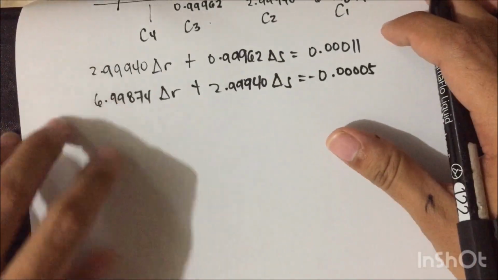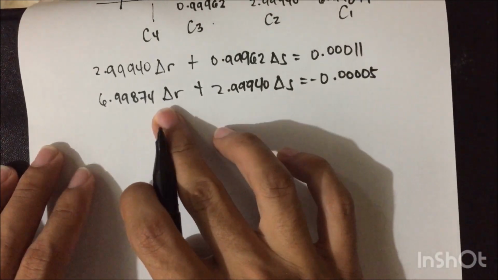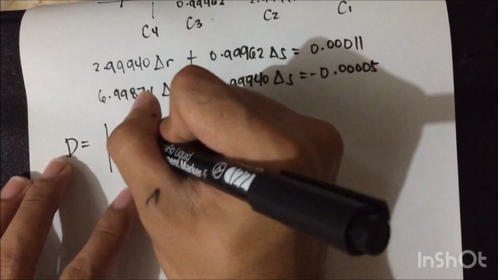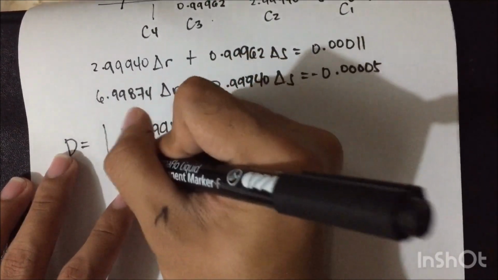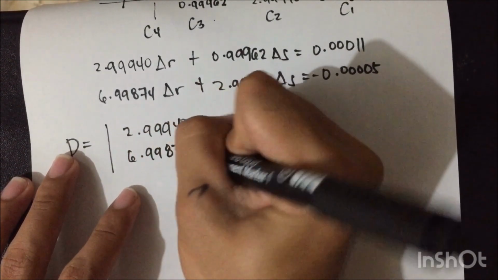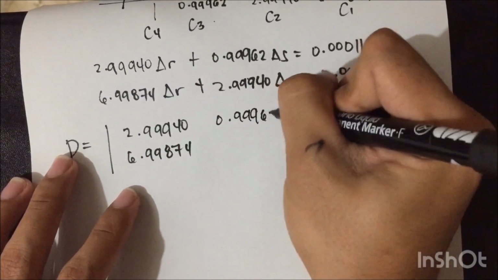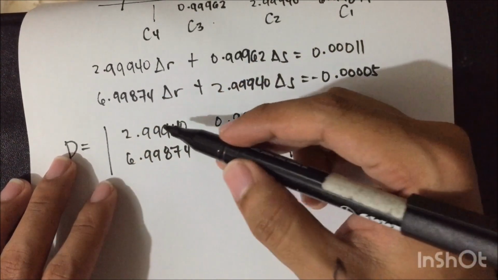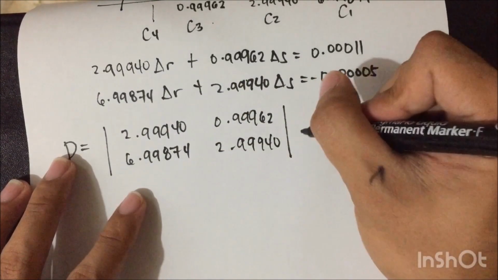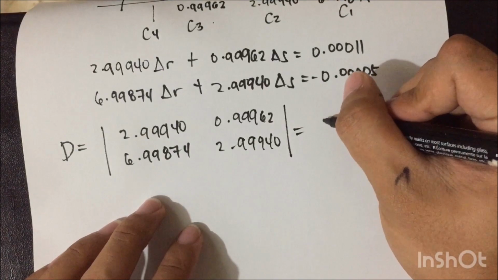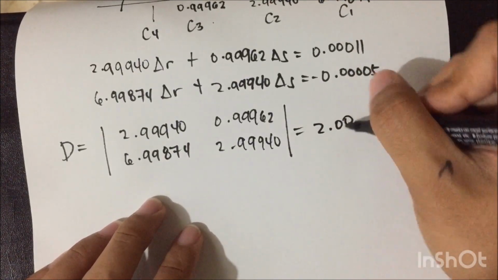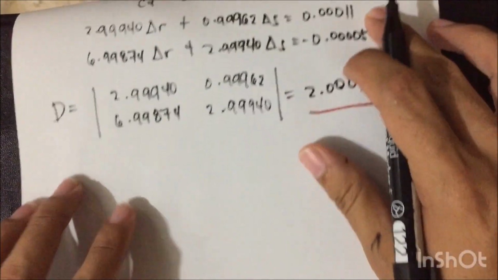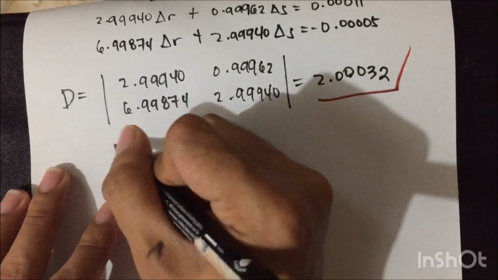So by getting the values of delta R, we get the determinant. Again, you have 2.99940, 6.99874, 0.99962, and 2.99940. So again, downward minus upward, which is equal to determinant 2.00032.